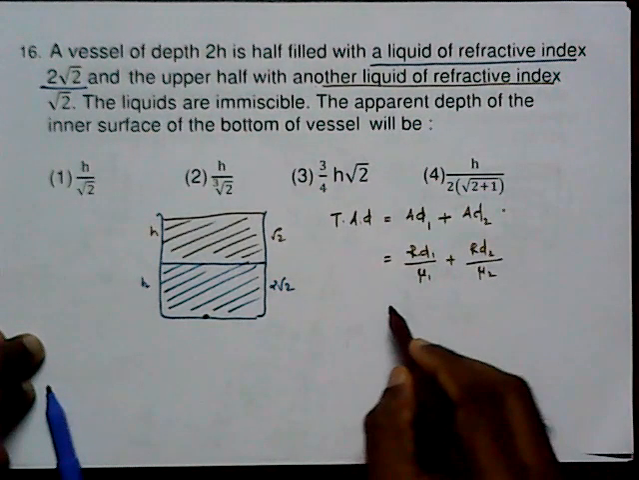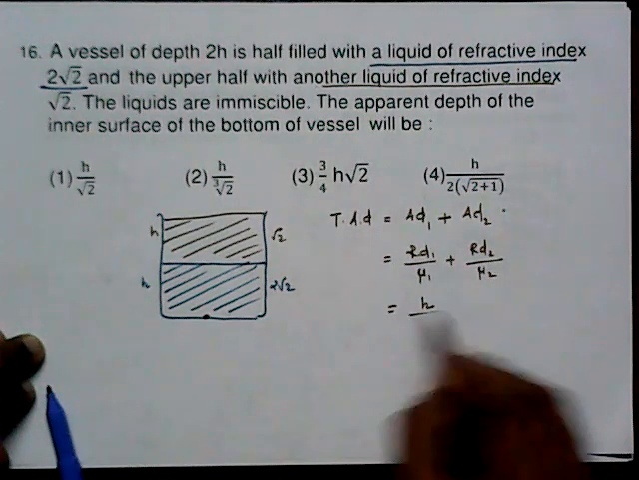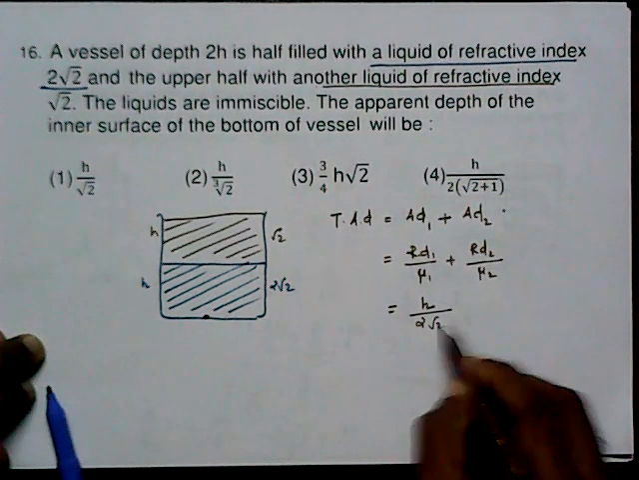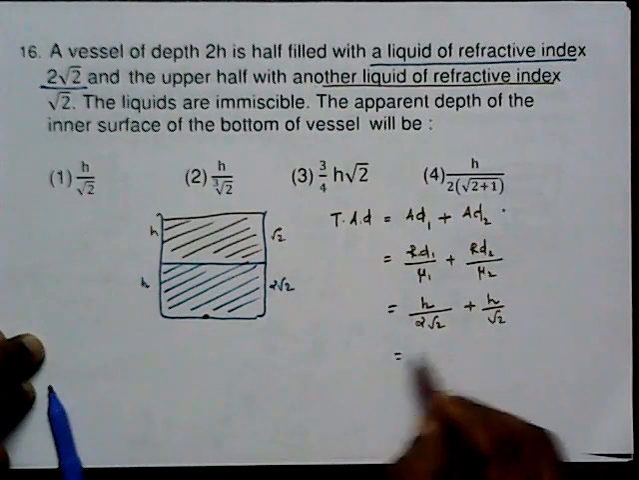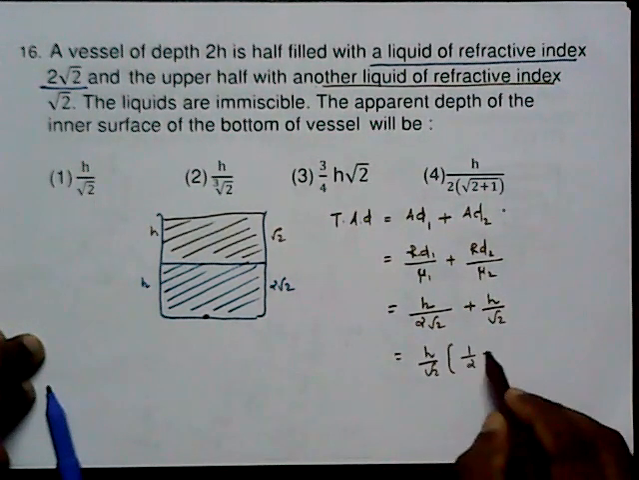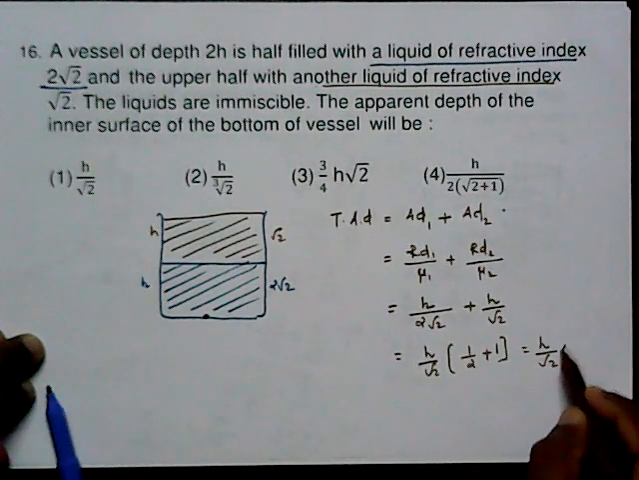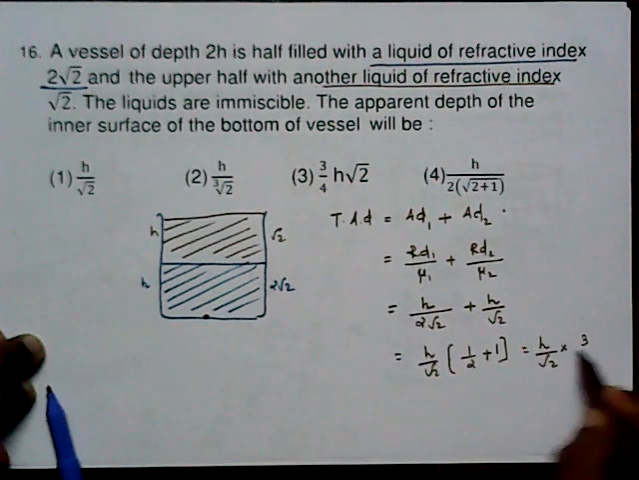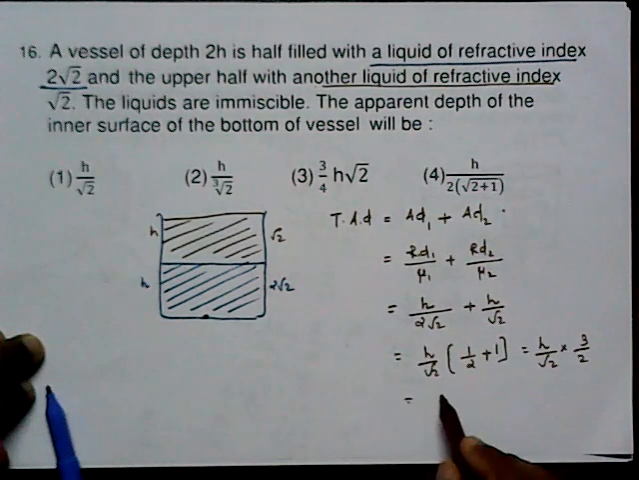So that is equal to, and here the real depth is h by 2 root 2 plus h divided by root 2. We can take h by root 2 in common. It becomes 1 by 2 plus 1. So that takes the value h by root 2 into 3 by 2. So you get the value equal to 3h by 2 root 2.